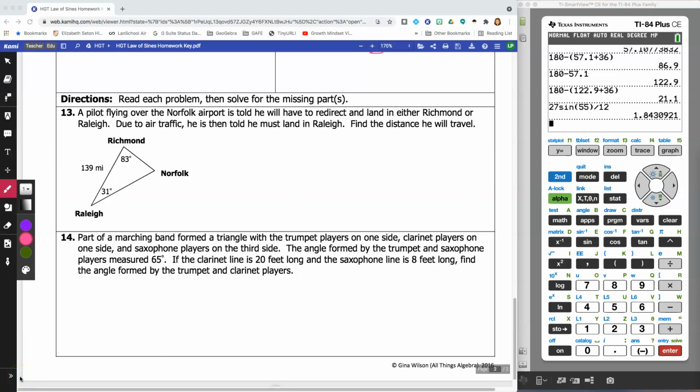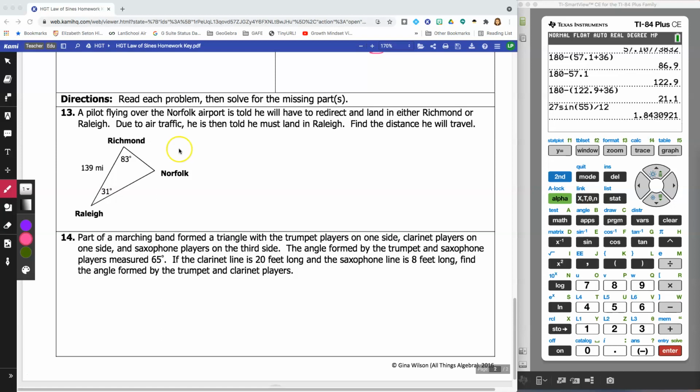Okay, we've got a couple of word problems here, so let's take a look at these. Question number 13. A pilot flying over the Norfolk airport is told he will have to redirect and land in either Richmond or Raleigh due to air traffic. He is then told he must land in Raleigh. Find the distance he will travel.